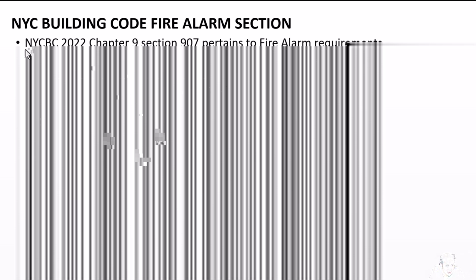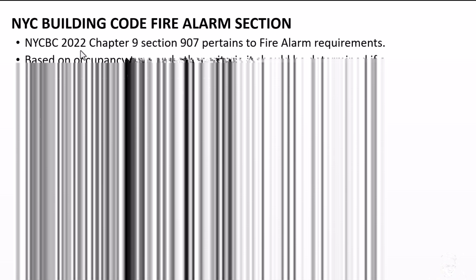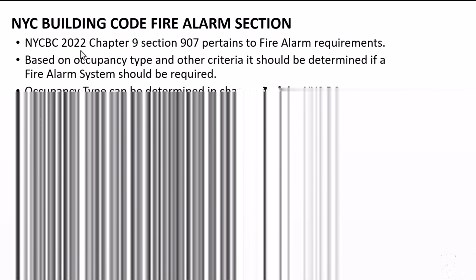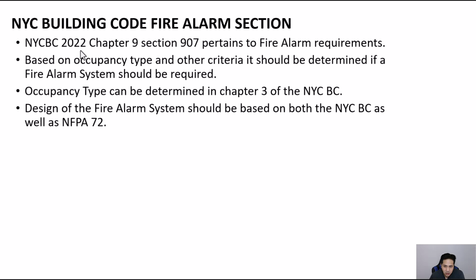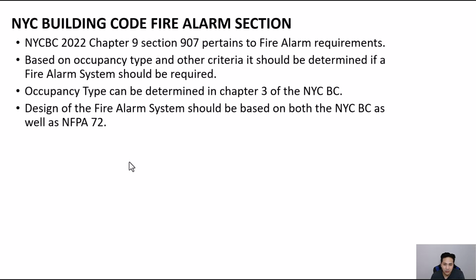So the New York City Building Code, or the local codes of your project, would first determine whether or not a fire alarm system is required. And then they would have their own requirements within the local code of the project. And also, you would have to combine it with the requirements of NFPA 72 to create the entire fire alarm system. So it's a combination of those two codes that should be used mainly to design the fire alarm system.